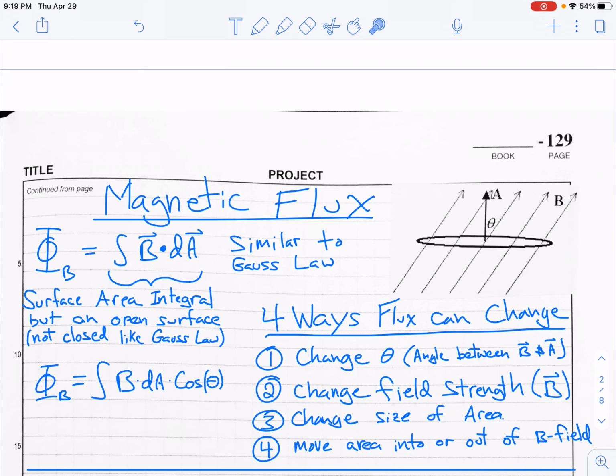These 5 examples will show you how Faraday's law is applied in a variety of situations. So let's talk a little bit about magnetic flux, since that's an important part of Faraday's law. Phi B for magnetic flux, integral of B dot dA. This is not a closed integral. It's not a closed surface. This is going to be an open surface, similar to Gauss's law, but an open surface. Dot product, of course, cosine theta B dA.